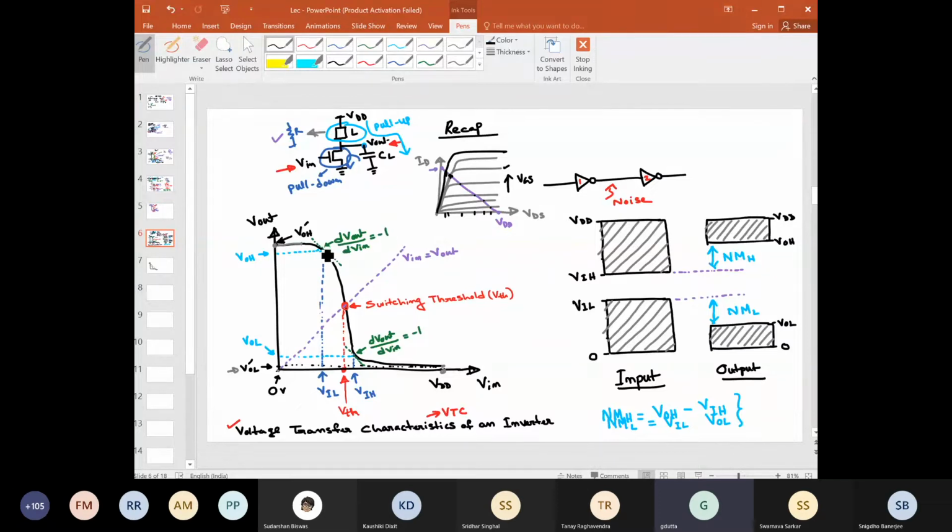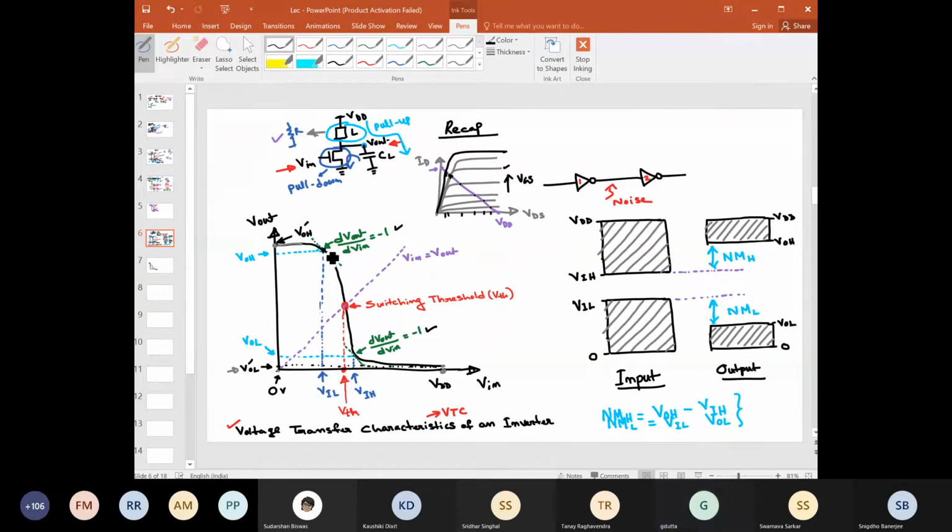-1, right? And then it will become sharply increased, right? And then once again the slope will start decreasing, because now it has reached from the saturation to the triode region. So once it reaches the triode region, again the slope will start changing. So again you will get a point where dVout by dVin is equal to -1, right? These 2 points where dVout by dVin is equal to -1 are the two important points on this VTC, and we have denoted these 2 points.